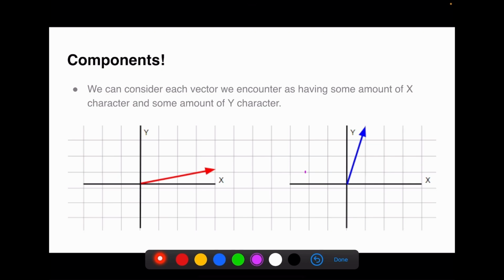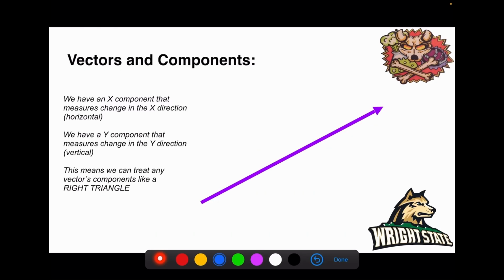So we can consider every vector has some amount of x character and some amount of y character. What I mean by that is if we look at these two lines here, you'll notice that neither one is equally in the x or in the y. This red vector is way more in the x than it is in the y. This blue vector over here is way closer to the y-axis than it is to the x. I could say that this red line is more x, and this blue line is more y. So we can describe a diagonal line as having some amount of x character and some amount of y character, and we're going to call these components.